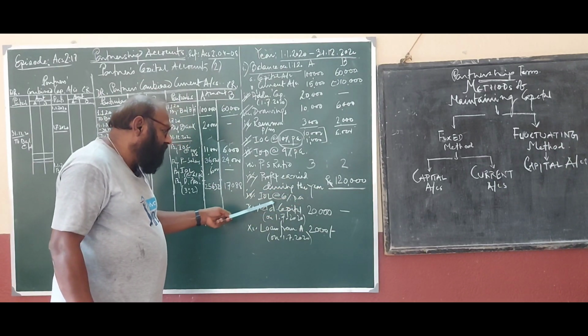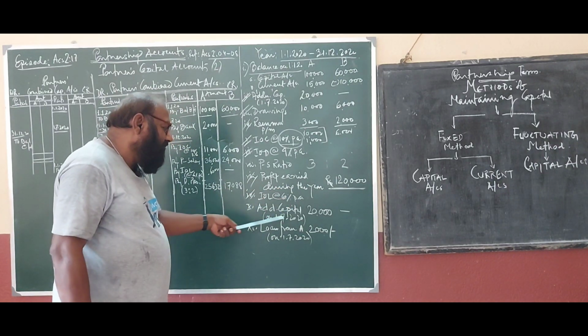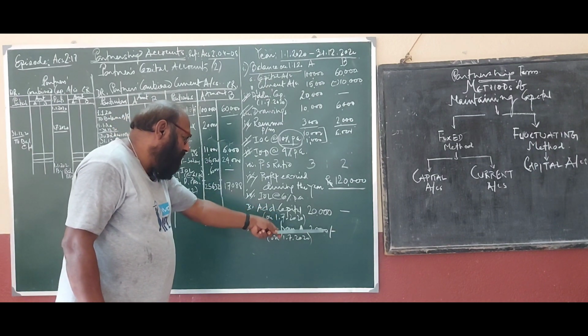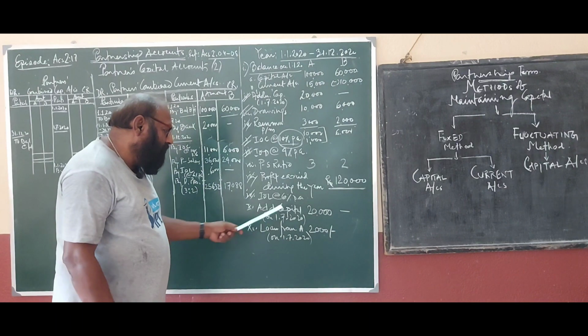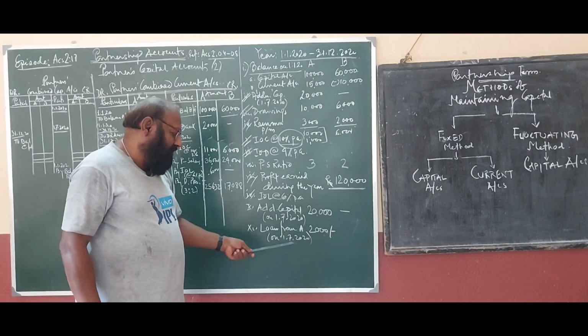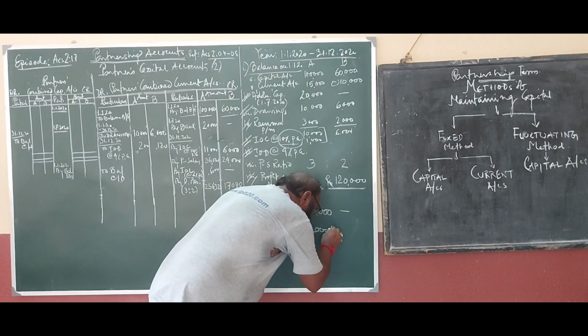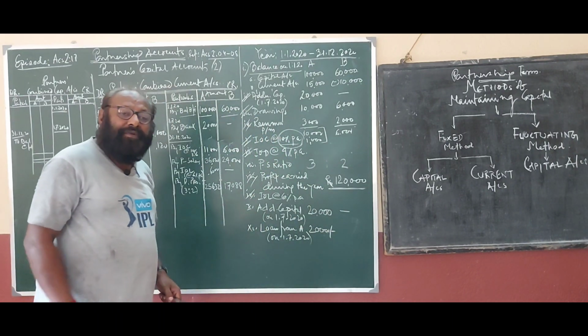Interest on loan is 6% per annum. Additional capital contributed by Mr. A was 20,000. Okay, and the loan contributed by Mr. A on 1,720 is 20,000. Okay, so this is the same problem which I am taking up.